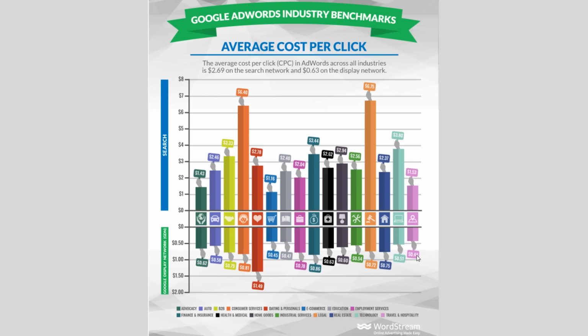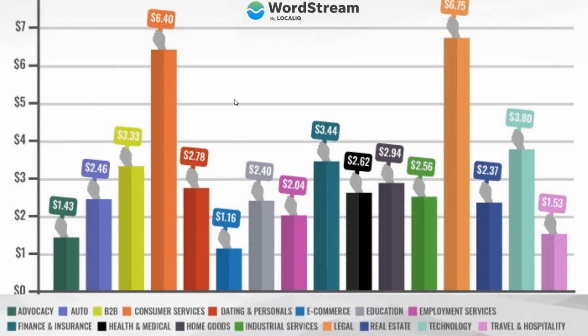You can see for display, it's much closer. A lot of these different average cost per clicks for some of these different industries for display, whereas there's some much greater disparity on the search network. So let's increase this picture and just look at the search network.